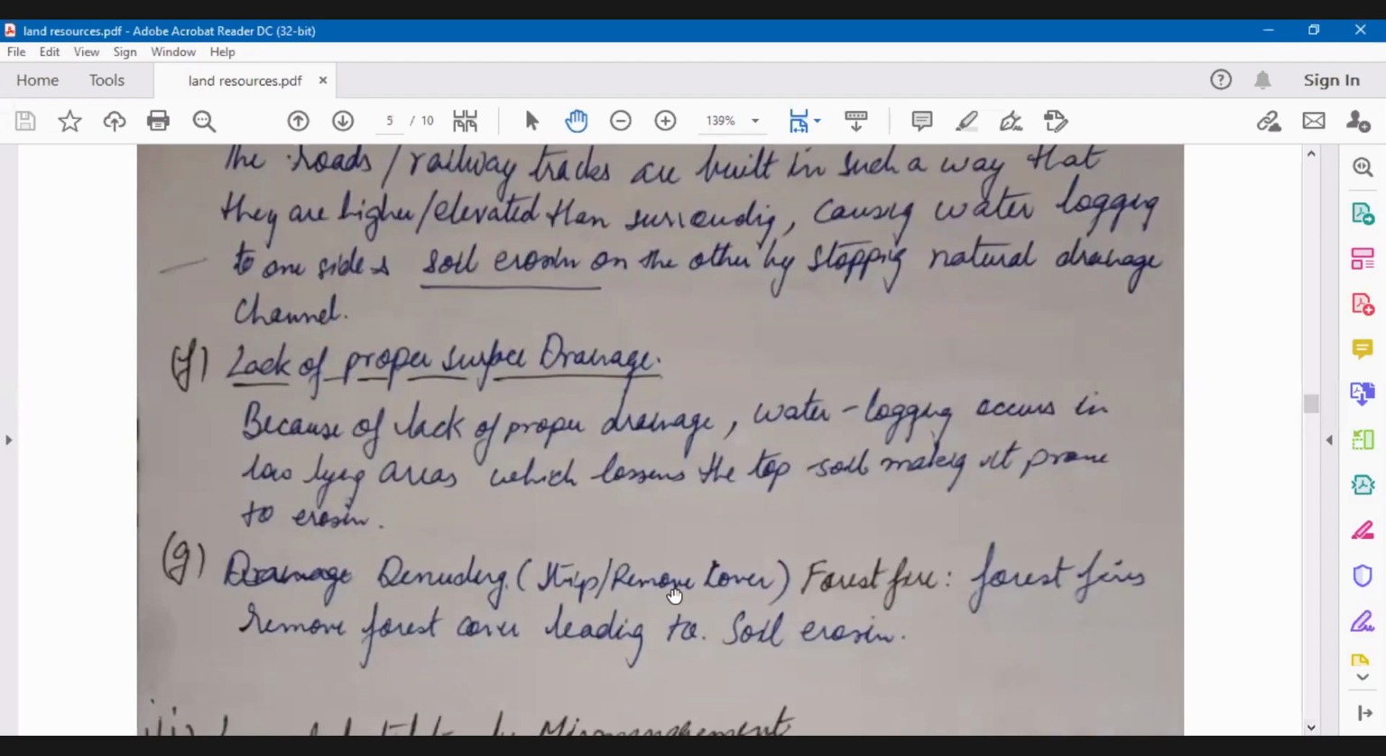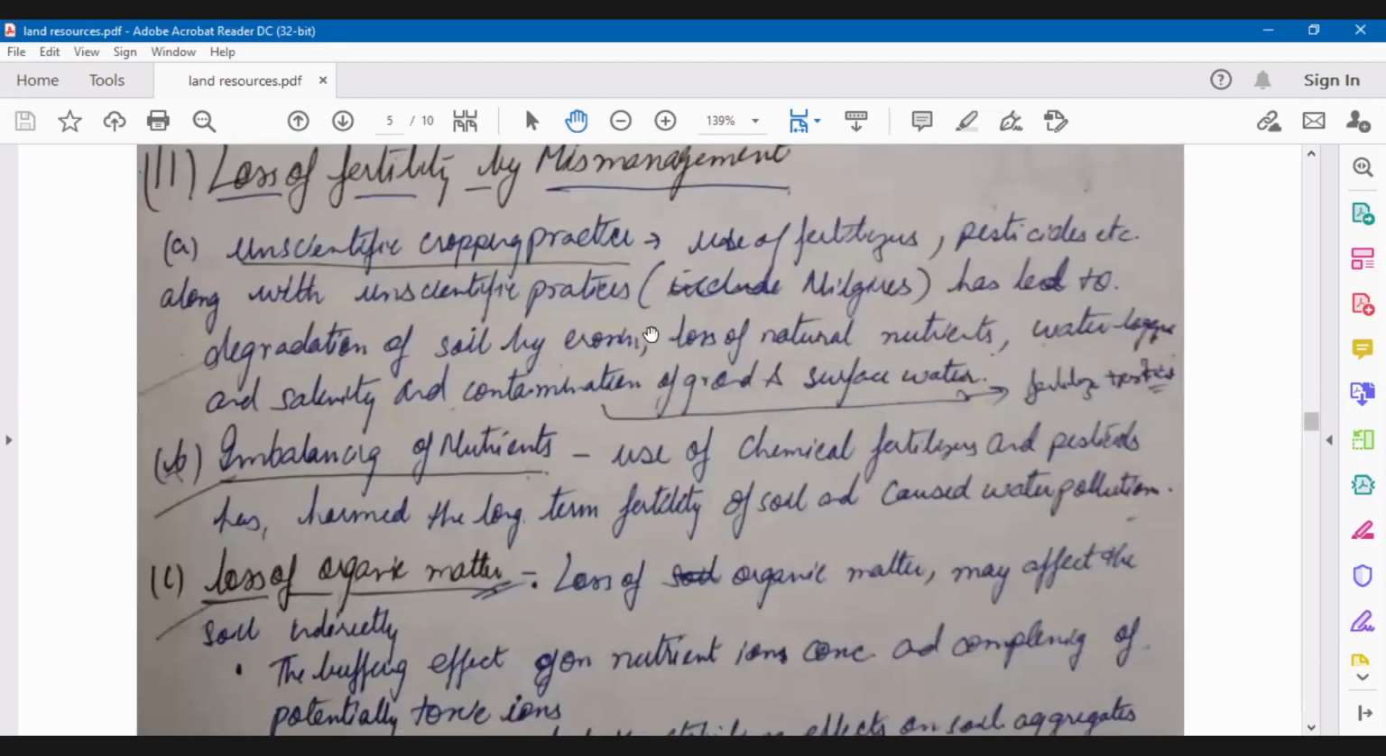Then denuding or strip removal of cover. Forest fires remove forest covers leading to soil erosion. So we are going to talk about it. Then we have loss of fertility by mismanagement. So soil fertility is one aspect of land degradation because of human activities or forest fires.